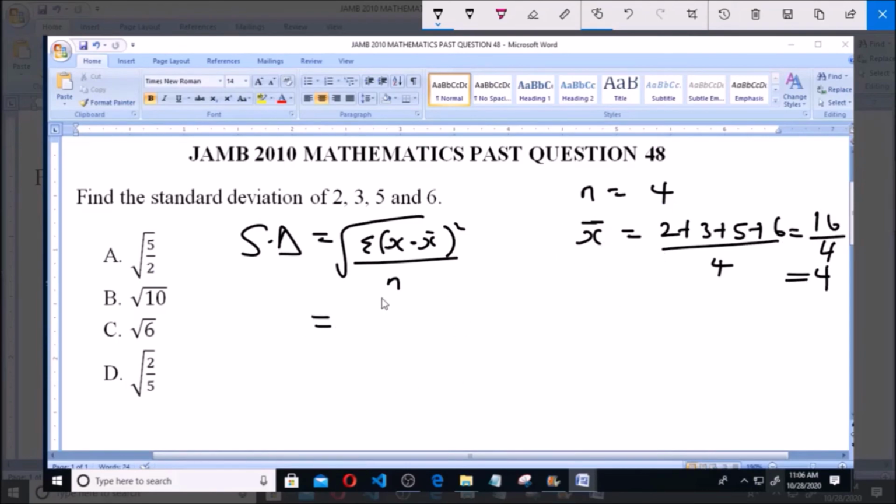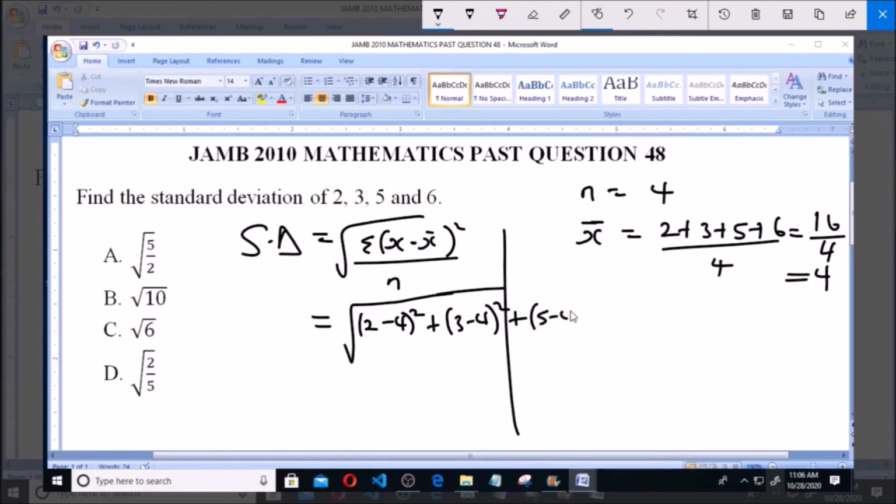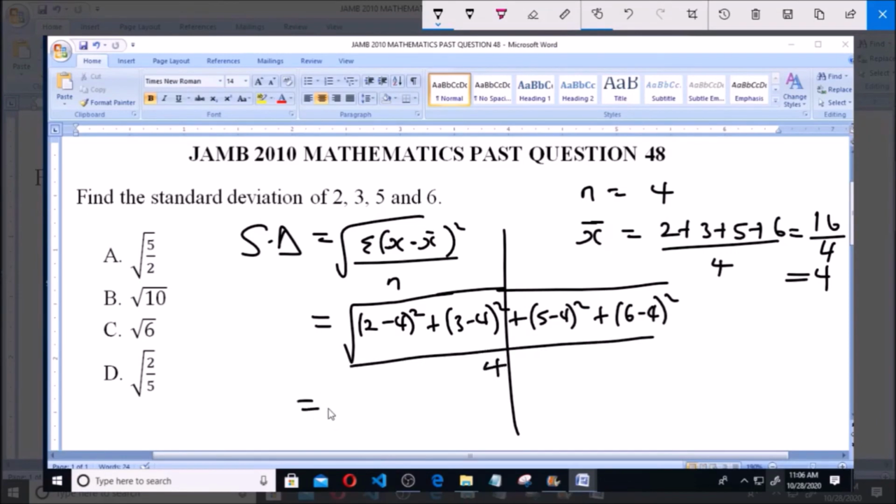So we have that standard deviation is equal to the square root of, now the first is 2, so 2 minus 4 squared plus 3 minus 4 squared plus 5 minus 4 squared plus 6 minus 4 squared, everything over 4, which is n.